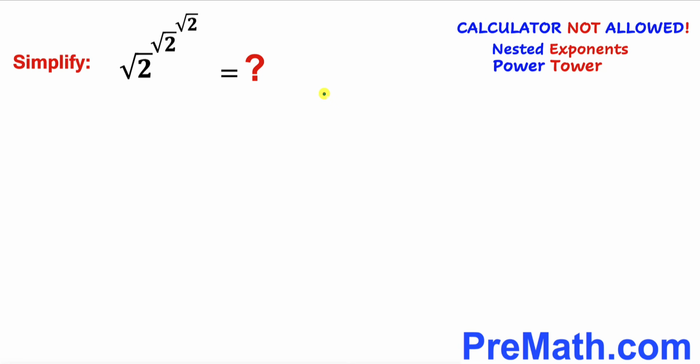Welcome to PreMath. In this video, we have got this expression that involves nested exponents, and sometimes this kind of expression is also called the power tower. And here's our question: the square root of 2 power square root of 2 and then power again square root of 2. And now our task is to simplify this given expression.